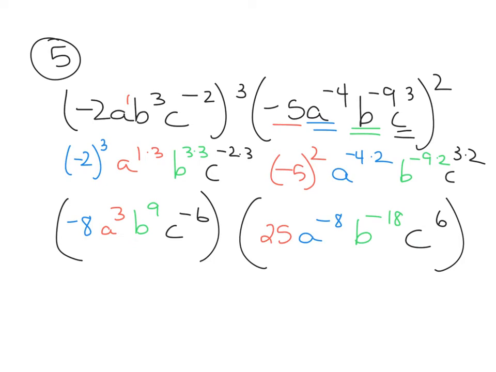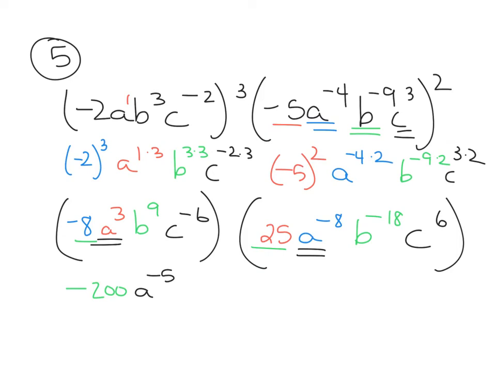So now I'm ready to start putting things together. So now I'm going to use my multiplication rules. The first thing I'm going to do is deal with these coefficients. And again, they don't follow exponent rules. Negative 8 times 25 is negative 200, I think. Yeah, okay, negative 200. And then I'm ready to talk about my a's. So if I have a to the third and a to the negative 8, when I multiply them, I add the exponents. So 3 plus negative 8 is negative 5.